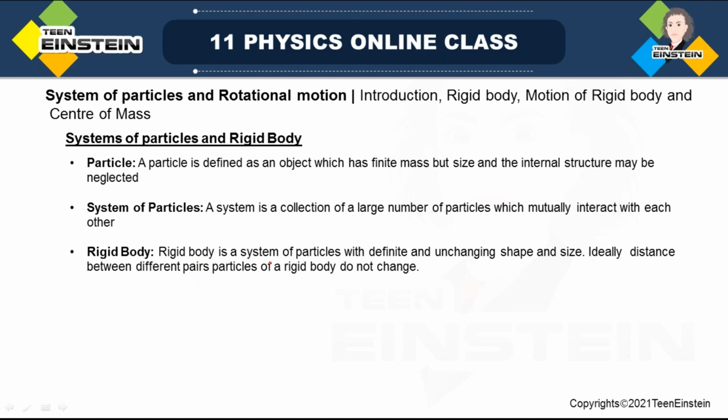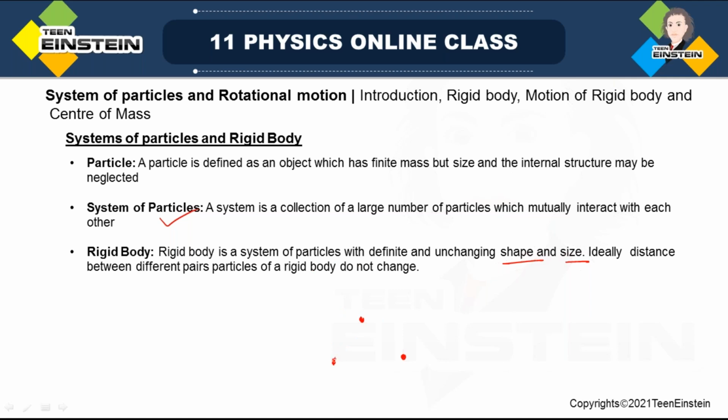Now what is a rigid body? A rigid body is a system of particles. We have learned system of particles, a collection of a large number of particles. And a rigid body is a system of particles with definite and unchanging shape and size. What does this mean? We'll take up an example and see. Ideally, the distance between different pairs of particles of a rigid body does not change. If you want a rigid body, at least you should have 3 particles. This is how a rigid body is generally defined.